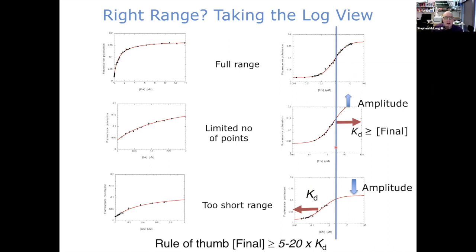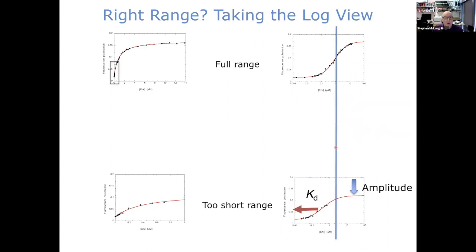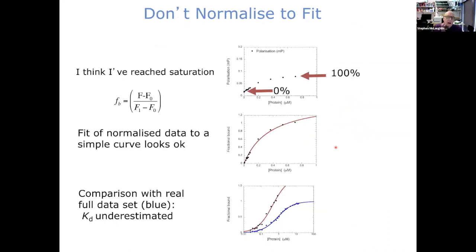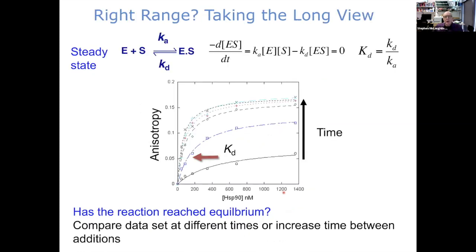So the rule of thumb for a titration is that the final concentration is at least 5 to 20 times above your KD. It's really important that you actually go to saturation and fit the raw data, and not do what some people would do, saying, well, I'm definitely at saturation here, I'm just going to normalize the curve. It's very easy to normalize, and that looks like a nice binding curve. But if we look at the real data set, in blue here, we can see that we really underestimated where the KD is. So am I looking at the right view?